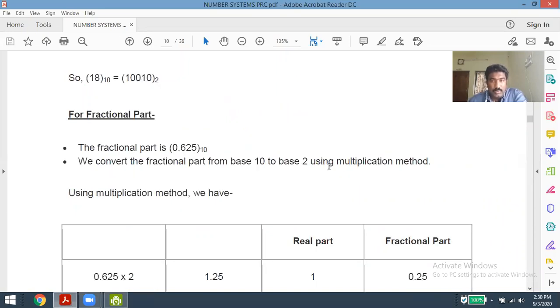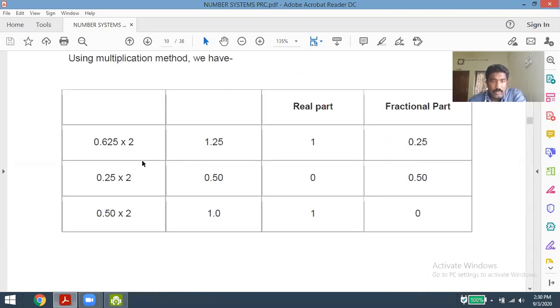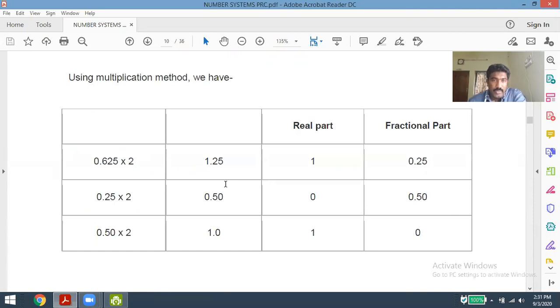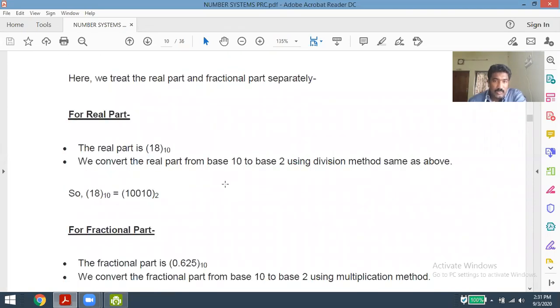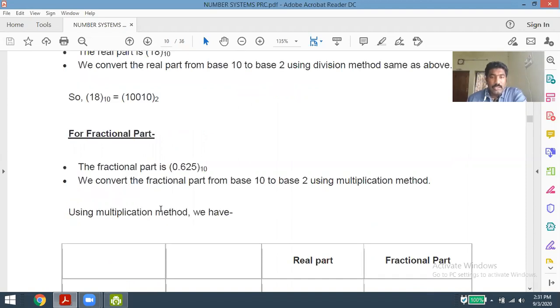I hope everyone is clear about it. For the fractional values, we want to multiply. If there is no fractional value, just go for the division. And finally, combine the result.